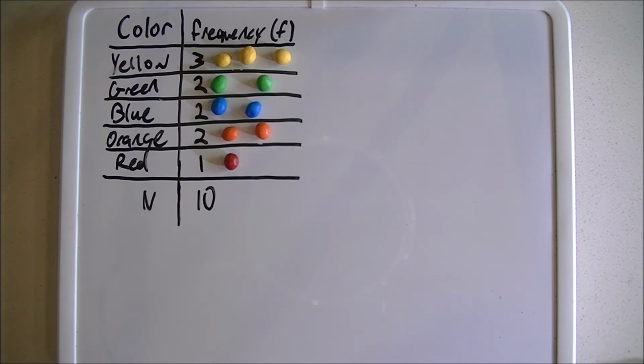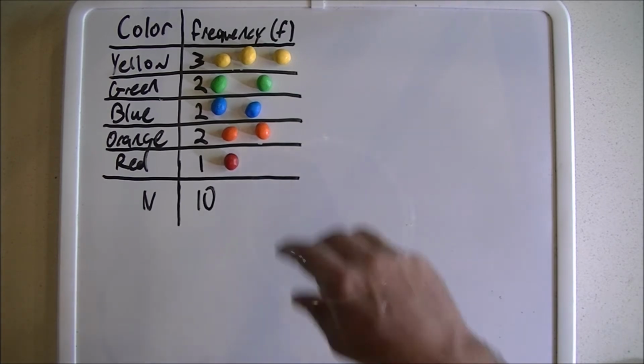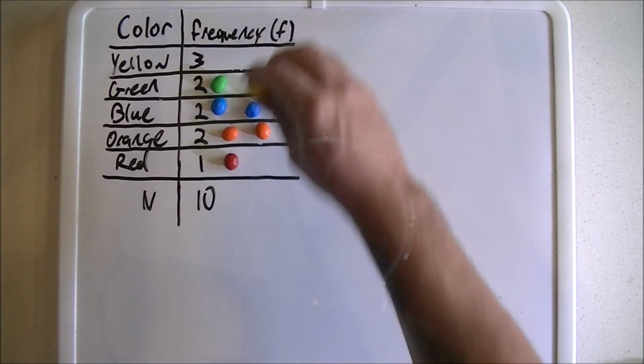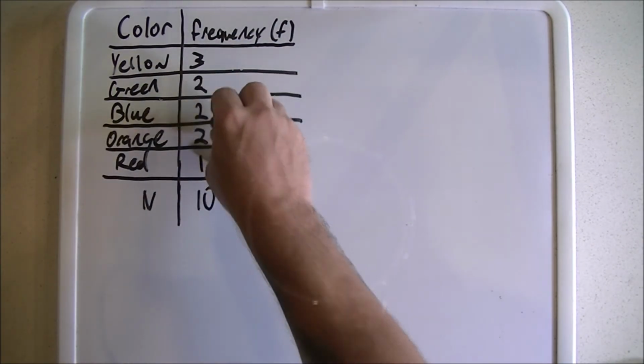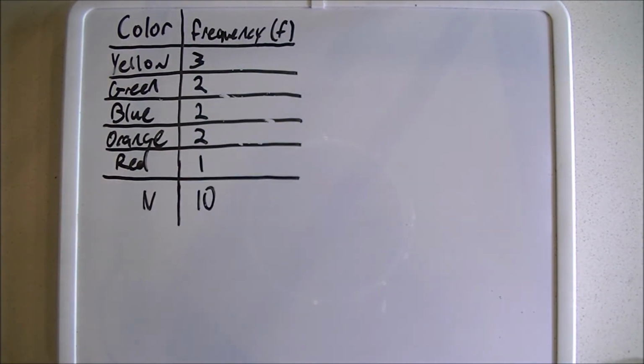Using this frequency table, I can now calculate things like percentages, proportions, ratios, and rates. To simplify our table, I'm going to remove the M&Ms and just keep the numbers for each category. I can now calculate each of the various statistics that we're going to talk about today. So let's start with percentages.